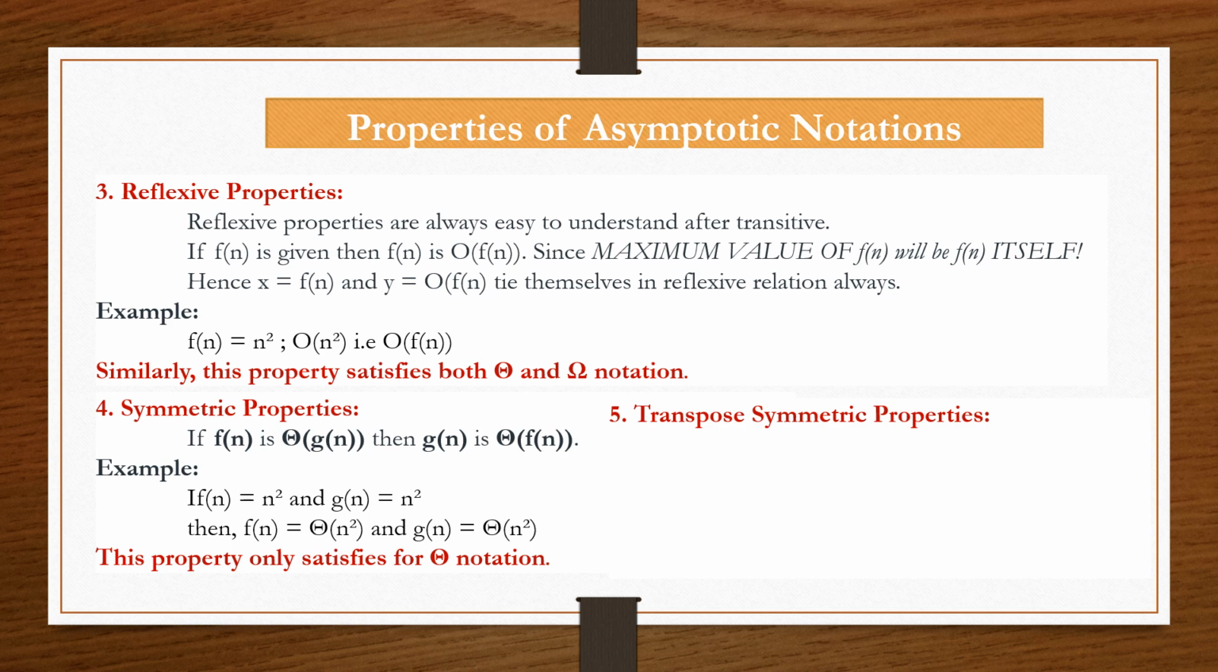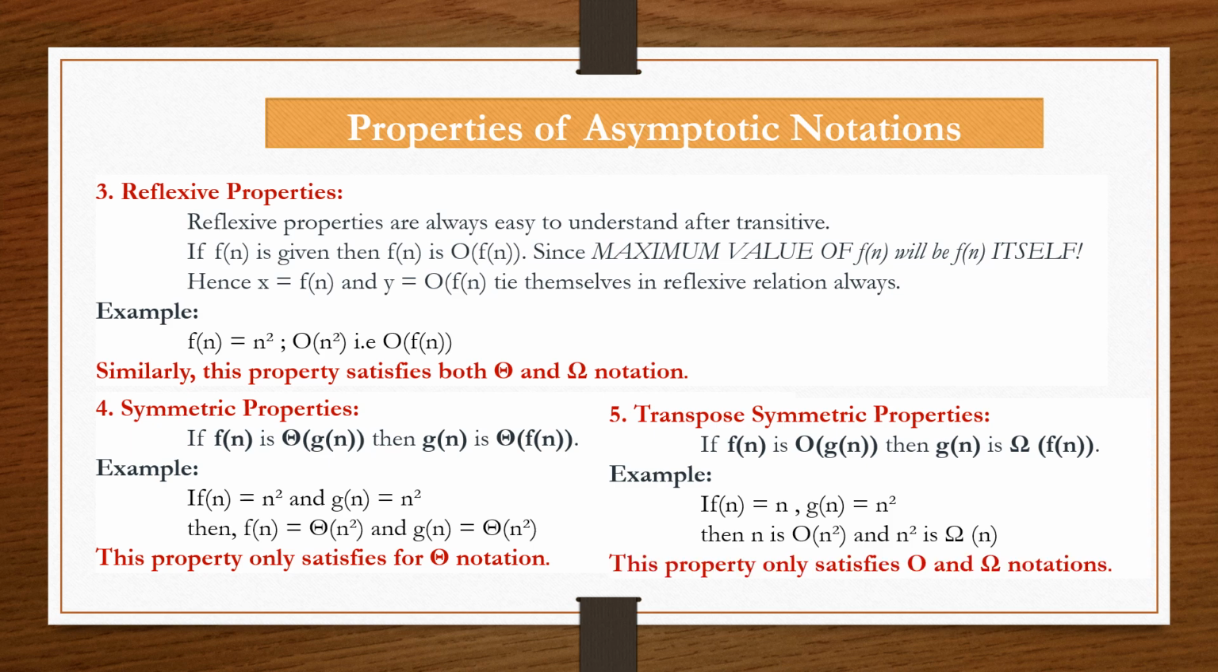And the last property is the transpose symmetric property. As per this property, if f of n is big O of g of n, then g of n is big omega of f of n. So here is an example. This property holds for big O and big omega but not for big theta.